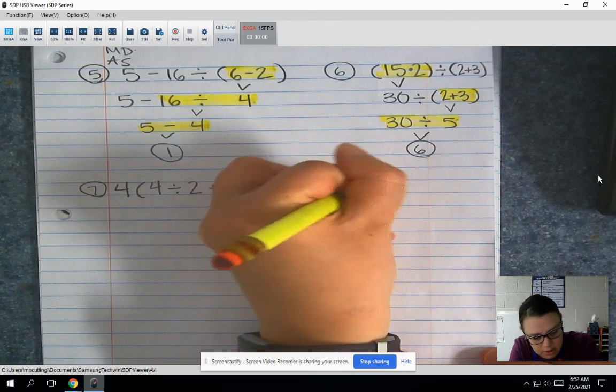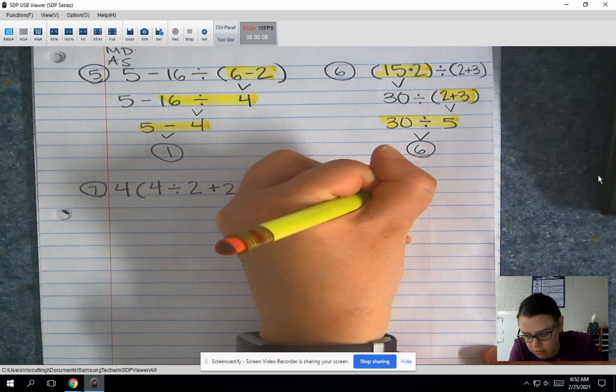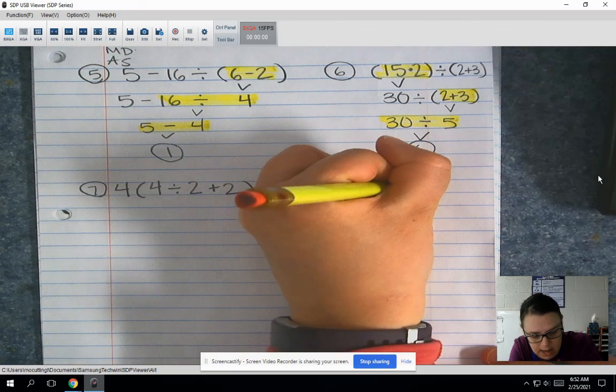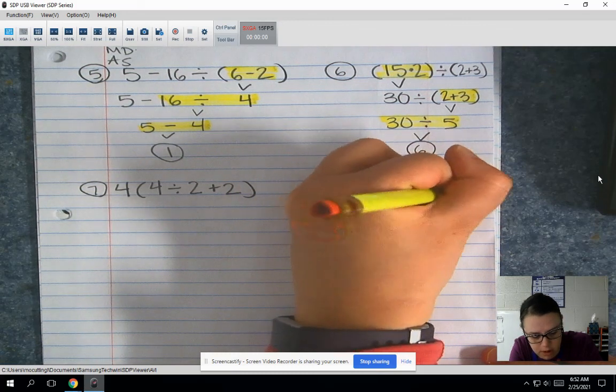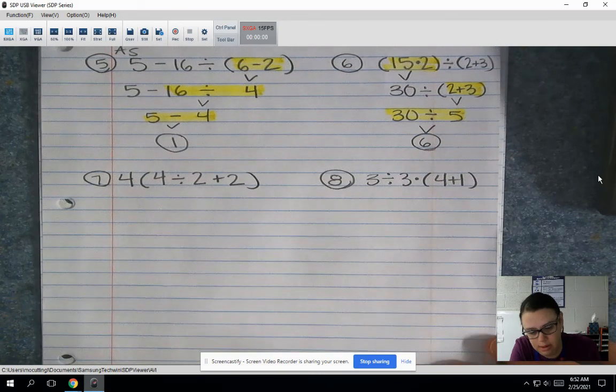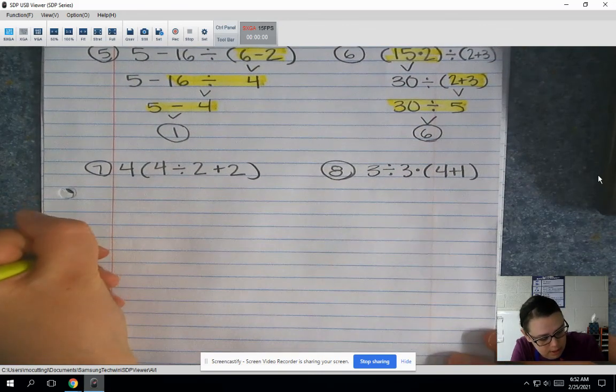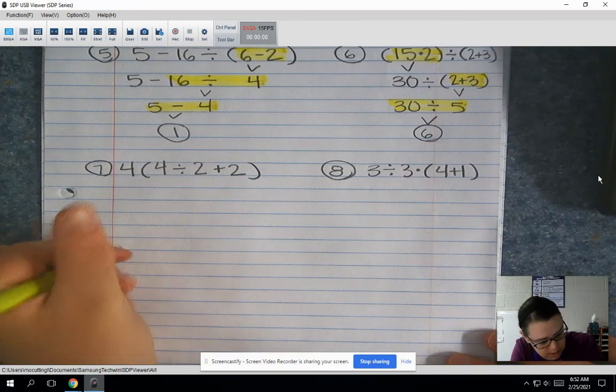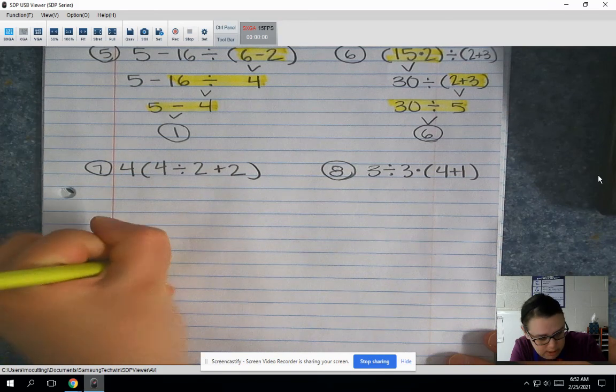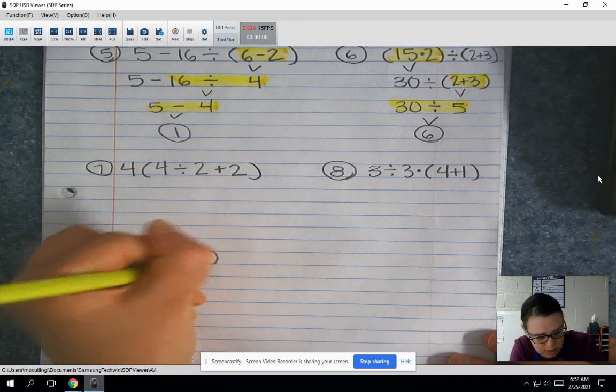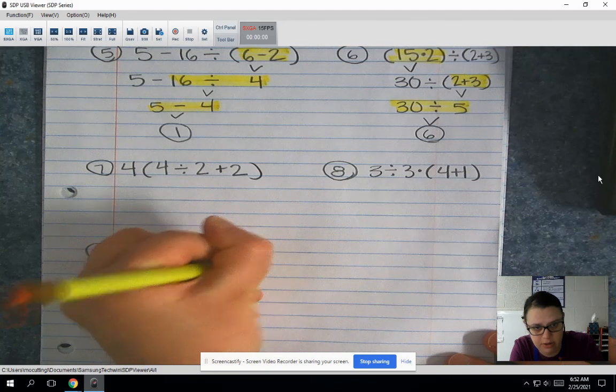Number 8, 3 divided by 3 times 4 plus 1. And number 9, 6 times 6 minus 3 divided by 3.